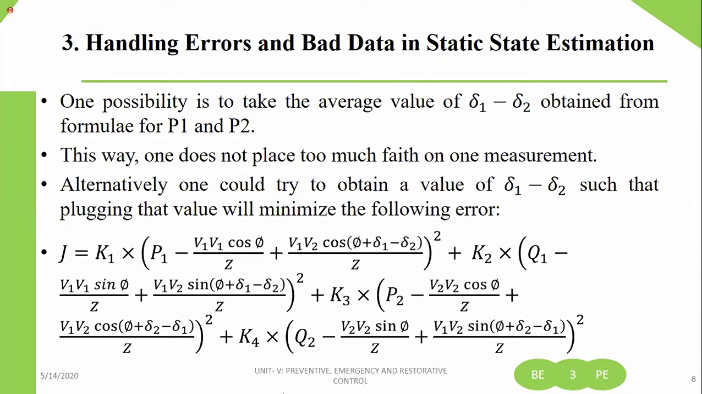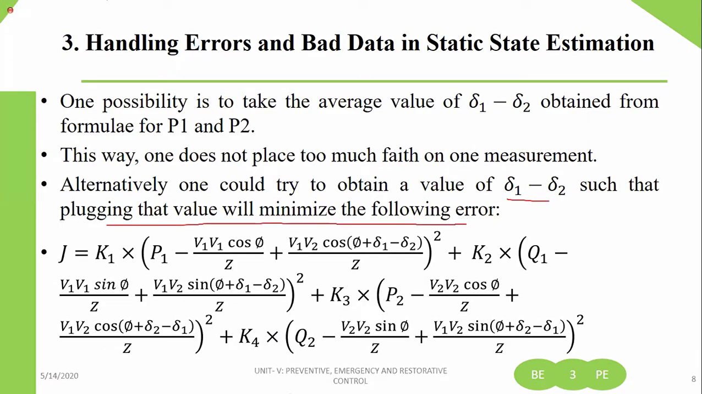Okay, but this way one does not place too much faith on one measurement, which means we are not giving much faith to one measurement only. So you take this average, or you take all four and average them, and take that average as the del 1 and del 2 value, and then estimate. But this also has some problem, right? We have averaged it, and it is not giving the accurate one. So now the other way to carry it out, instead of taking averages, is to obtain the value of del 1 minus del 2 by using the concept of minimizing the fitting error.